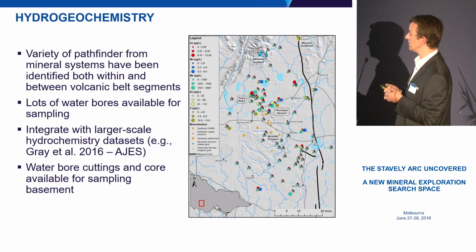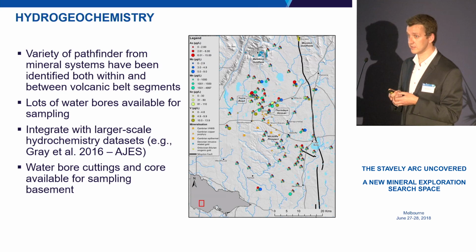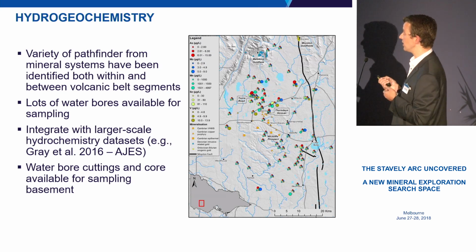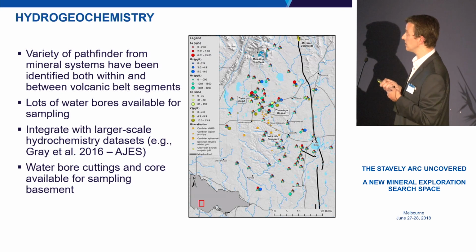Cassidy presented information about there are a variety of pathfinders that seem to pick up anomalism within and outside belts and away from areas of known existing mineralisation. As said previously, there's lots of water bores available for sampling. There's lots of additional data available too. This grey reference in OJS would be very useful to integrate the GSV data with. And also down at Werribee, we've got a lot of water bore cuttings and core available for sampling as well, if you want to do some targeted geochemistry on those, particularly where it obviously intersected basement.